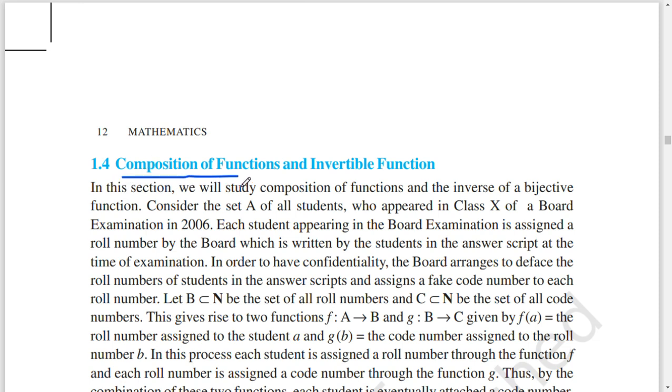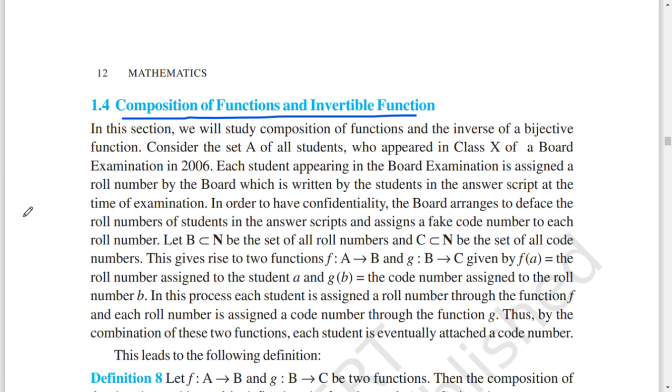Composition of functions and invertible functions. In this section, we will study composition of functions and the inverse of a bijective function. Consider the set A of all students who appeared in class 10 of a board examination in 2006. Each student appearing in the board examination is assigned a roll number by the board, which is written by the students in the answer script at the time of examination.